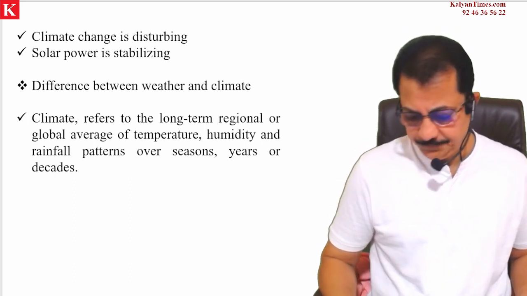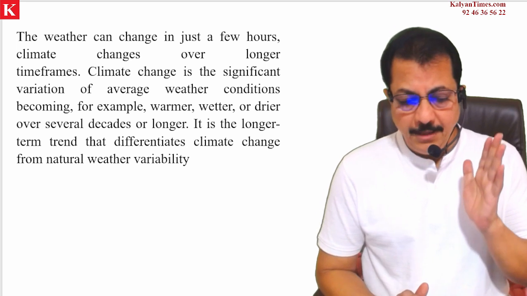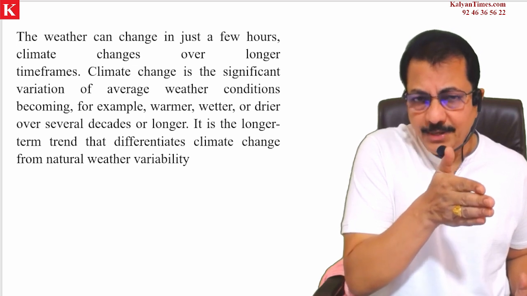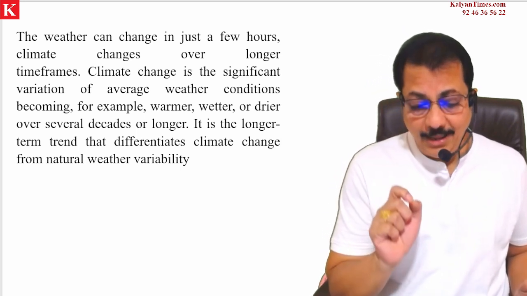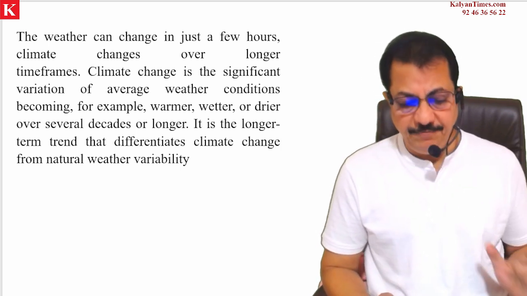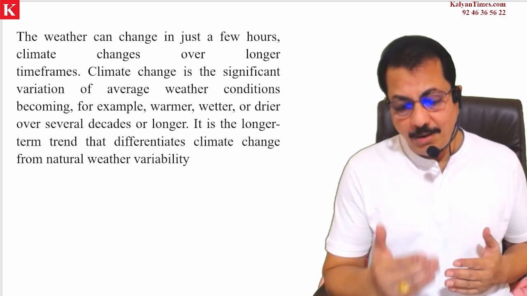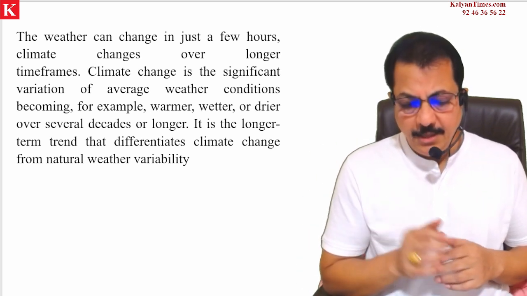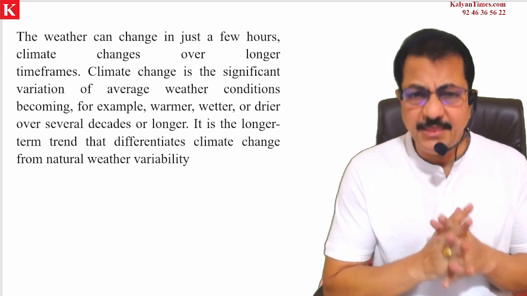Clear? Now look at this. So let's start writing the answer. You remember the question, right? The weather can change in just a few hours, right? That is the reason why we get a daily weather report that can change in just a few hours, but climate changes over long time frames. Climate change is a significant variation of average weather conditions becoming, for example, warmer, wetter or drier over several decades or longer. It is the longer term trend that differentiates climate change from natural weather variability.